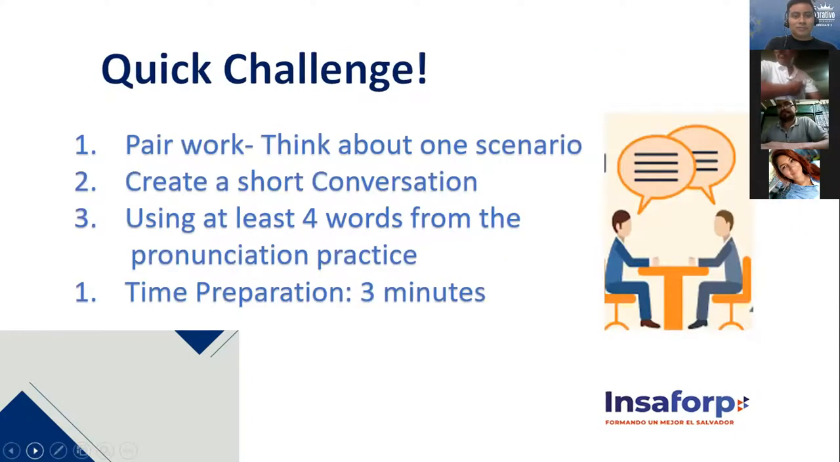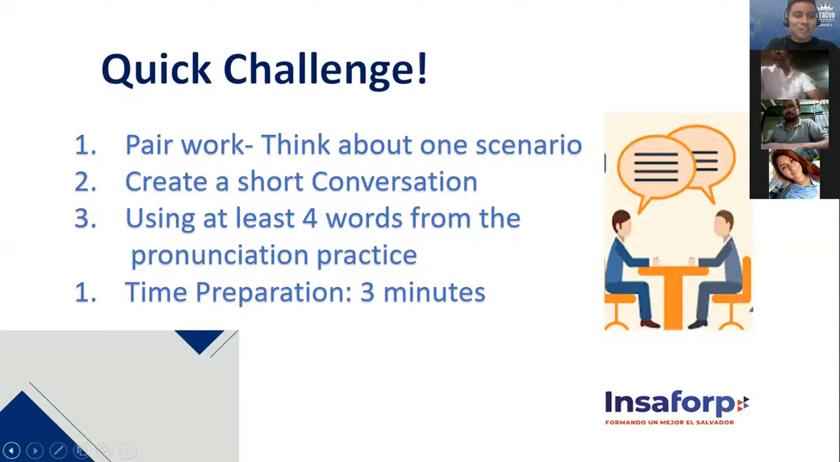Look at this one. I'm going to give you 3 minutes, okay? I want you to think about one scenario and create a short conversation using at least 4 words from the pronunciation practice. I'm going to send you into different rooms to create a conversation, improvise it, but use at least 4 words from the previous list. After you say your dialogue, you are going to share those words with the whole class, okay?